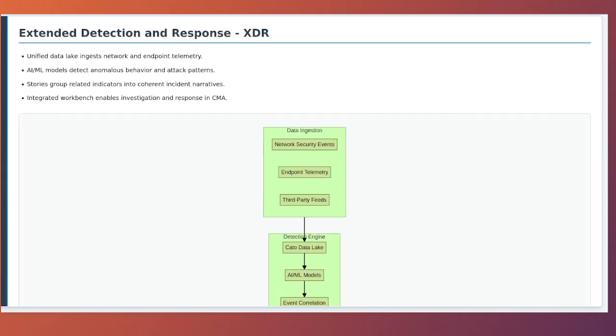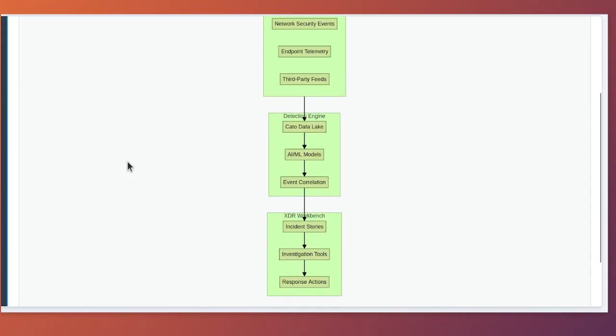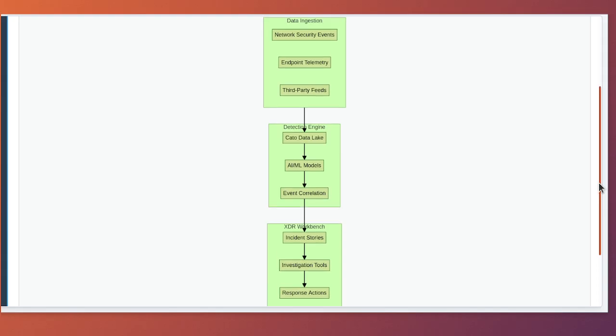Extended Detection and Response, XDR. Now let me cover Cato's Extended Detection and Response capabilities, which provide advanced threat detection and incident response within the same platform. XDR represents the evolution of security operations, correlating data across multiple domains to identify sophisticated threats.